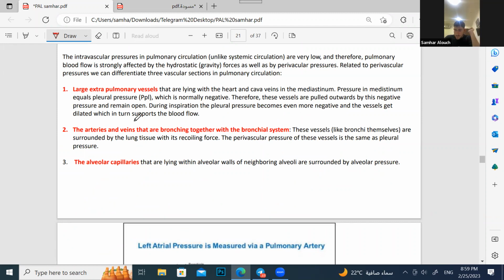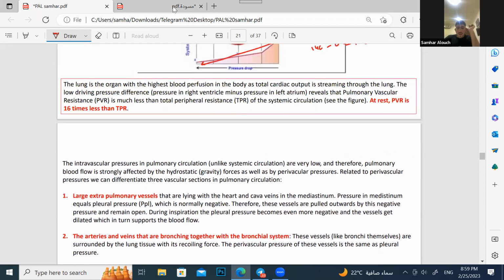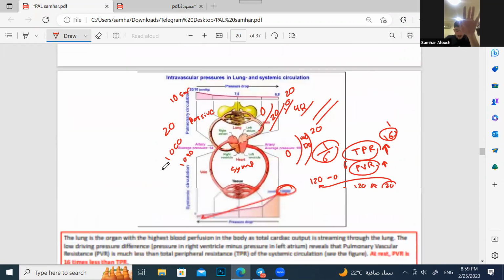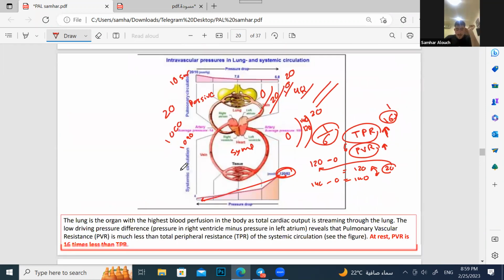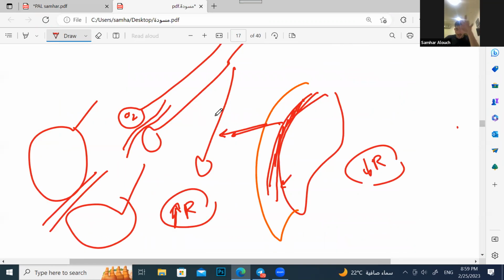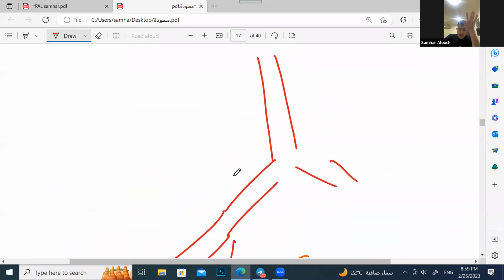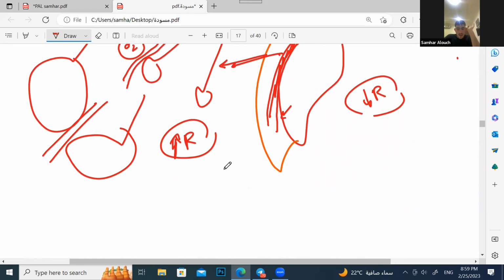Okay. So now we have a third type, but this type, honestly, no one cares about. It's the arteries and veins that branch together with the bronchial system. You see this bronchus and bronchi, it goes with it and branches with it. It has no effect. Its pressure is equal to the pleural pressure. It doesn't get compressed or stretched. So no one cares about this. We care only about the alveolar capillaries and extrapulmonary vessels.